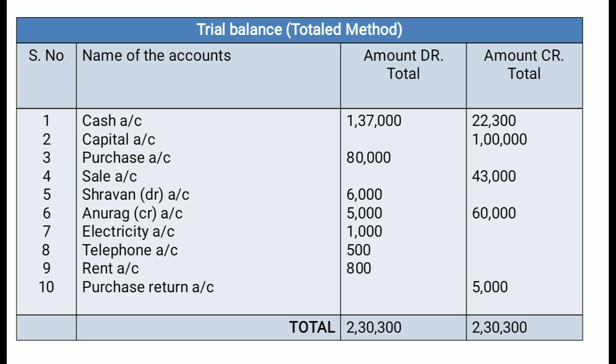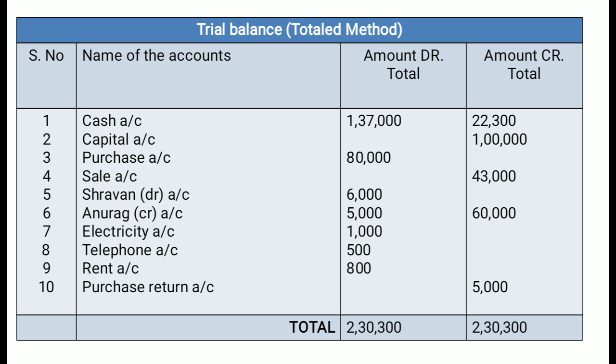After preparing our ledgers, we have to transfer their balancing figures, their total amounts. The total of the debit side of each and every account we have to write in the debit side, and the total of the credit side we have to write in the credit side. Just like the first account, we have the cash account. The total of the cash account debit side was 1,37,000, that we have written, but the total of the credit side was 22,300, that we have written.